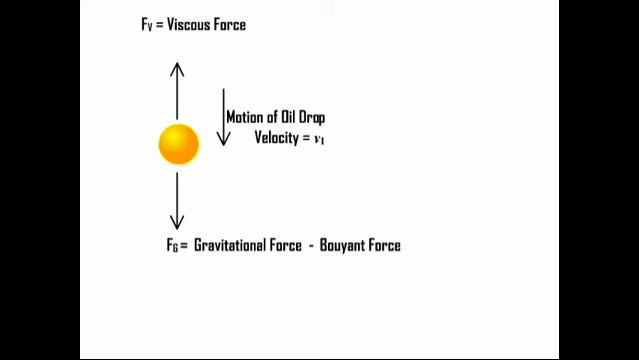Let m be the mass of the oil drop and q be its charge. Then the forces acting on the droplet are: gravitational force Fg is equal to mg, electric force Fe is equal to qE, buoyant force Fb, and viscous force Fv. Once the oil drop attains a terminal velocity v, the net downward force acting on the oil drop is equal to the viscous force acting opposite to the direction of motion of the oil drop.